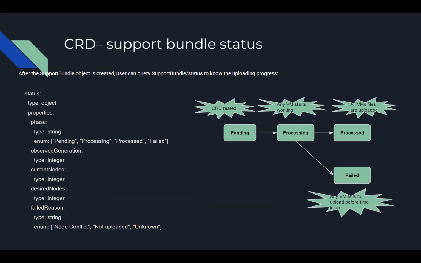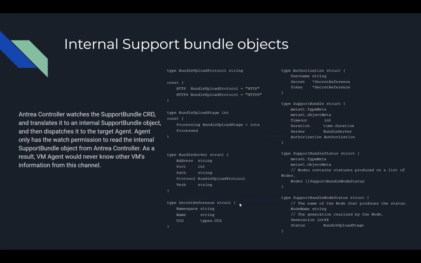Okay. This is about support bundle status, and it's about the internal support bundle objects. As we mentioned before, it tries to sync the resources from the Antrea controller to the Antrea agent, and the Antrea agent only has the permission to read the internal objects from the Antrea controller, so that's how we come to the target: VM agents can never know other VMs' information from this channel.